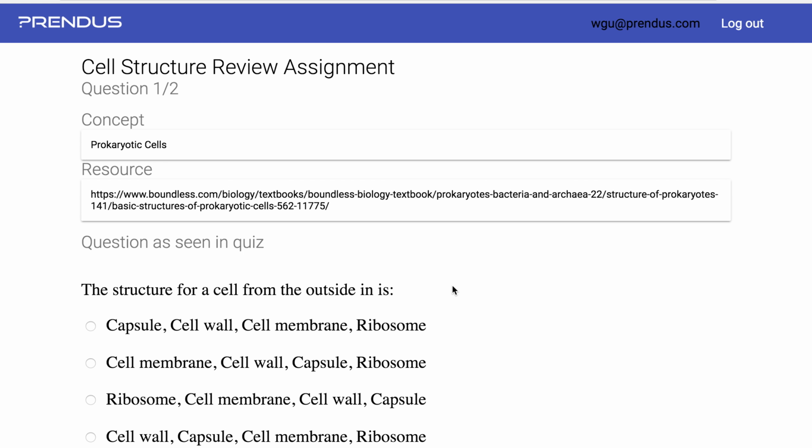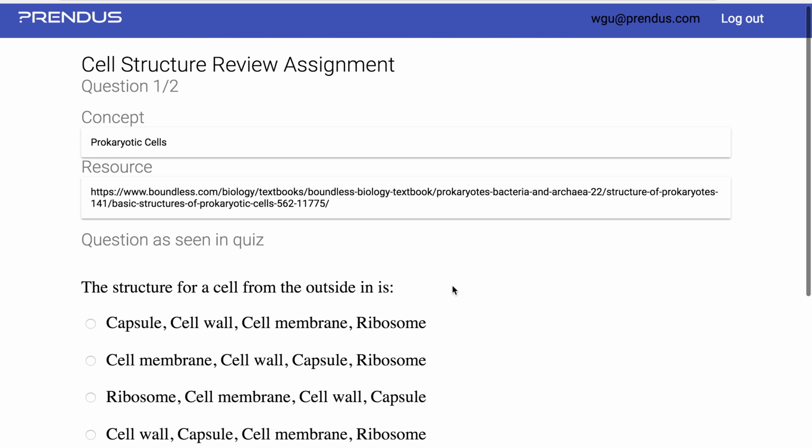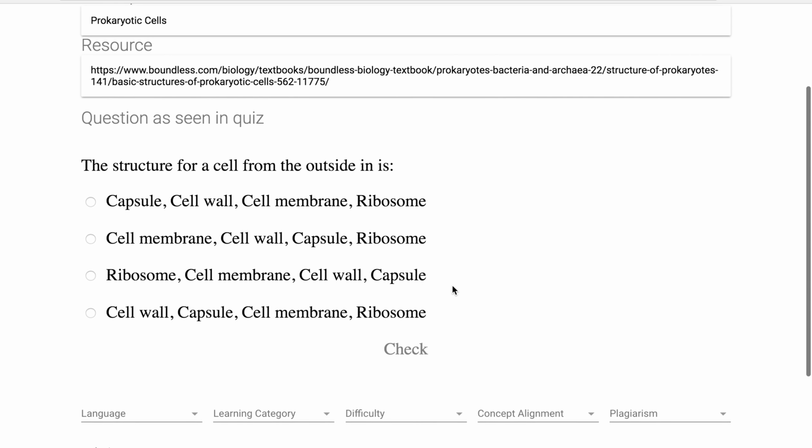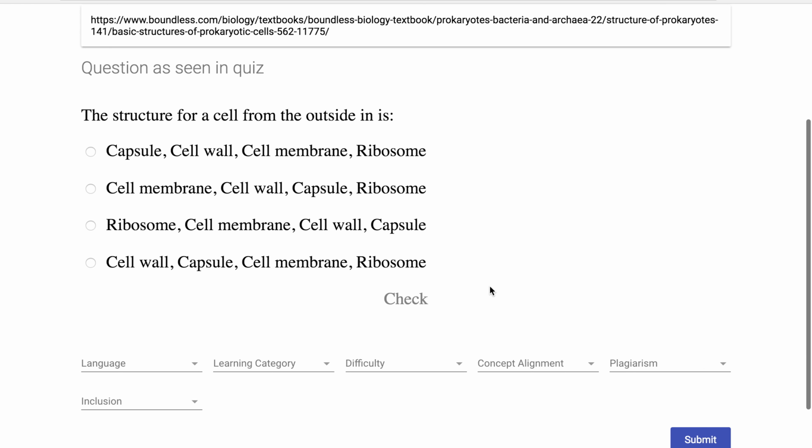So right now I'm presented with a question that someone created, the concept being about a prokaryotic cell, the resource being the online textbook. And now let's look at the question. So the question says the structure for a cell from the outside in is capsule, cell wall, cell membrane, ribosome, cell membrane, cell wall, capsule, ribosome, so on and so forth.